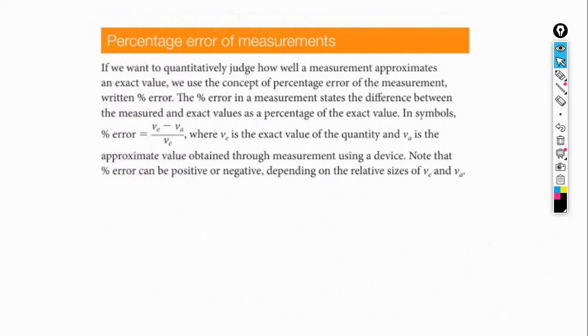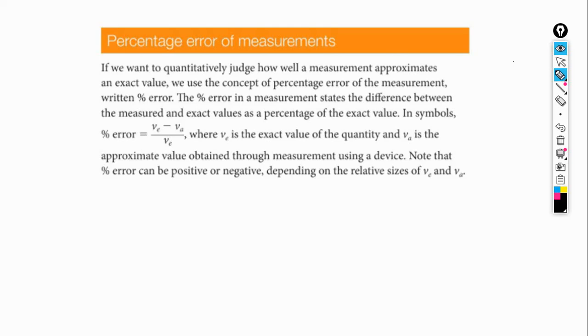Okay, and the next topic is percentage error of measurements. And it says, if we want to quantitatively judge how well a measurement approximates an exact value, we use the concept of percentage error of the measurement, written percentage error.